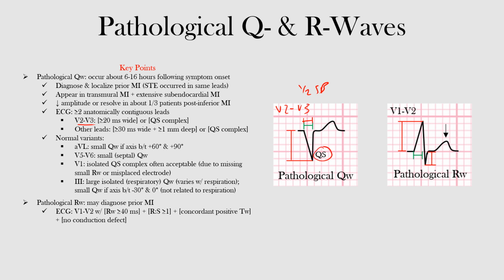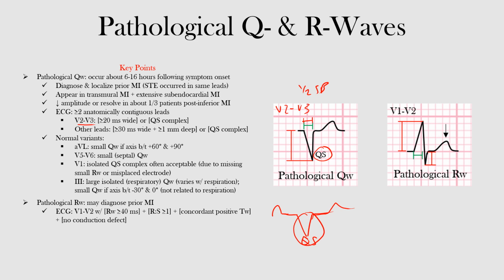Or a QS complex. A QS complex simply means that it goes down and then up. So this is our QS complex. There's no R wave and there's really no S wave. So we have a P wave, then we have a QS complex, then it goes up and into our T wave. This negative deflection, we call it a QS complex. So you want one or the other in V2 or V3.